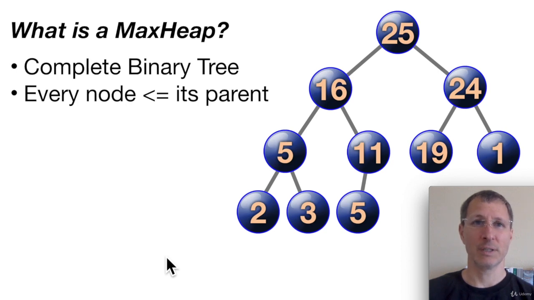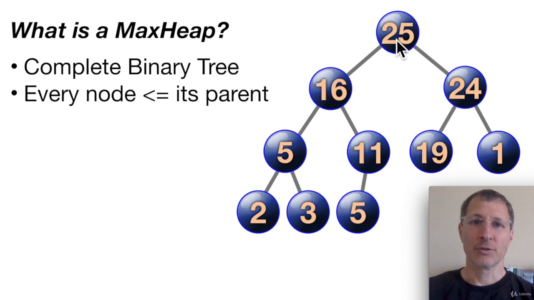And I know we haven't covered trees yet. That's going to be covered in section 5. But bear with me, I think you're going to figure this out pretty easily. So the one condition of a max heap is that every node is less than or equal to its parent.